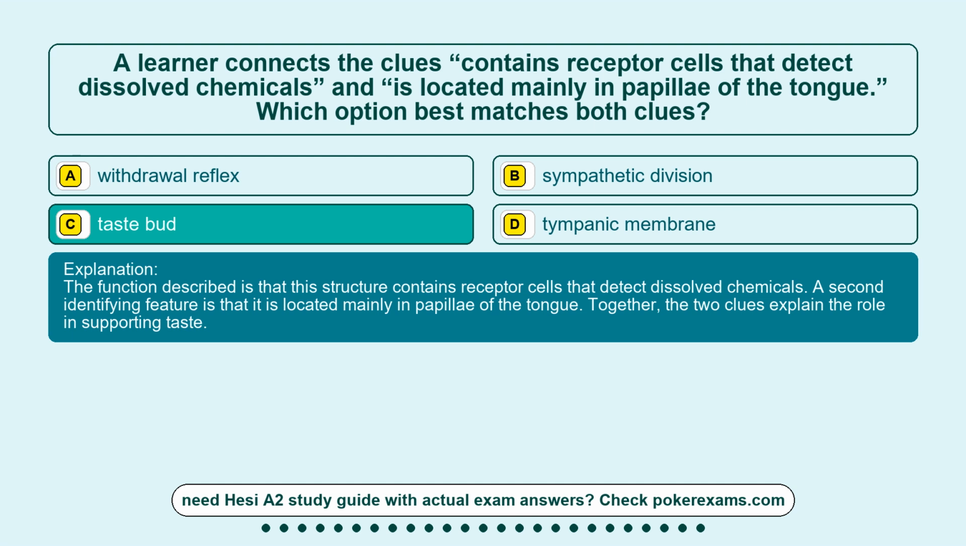The function described is that this structure contains receptor cells that detect dissolved chemicals. A second identifying feature is that it is located mainly in papillae of the tongue. Together, the two clues explain the role in supporting taste.